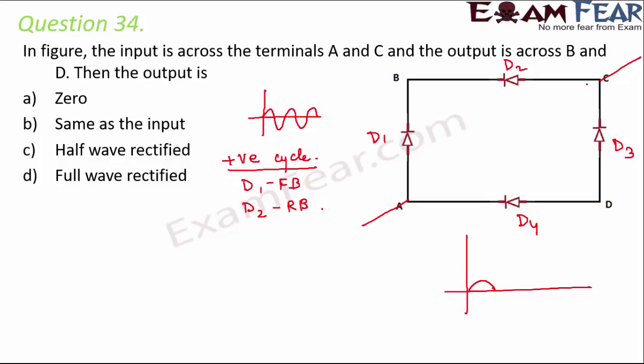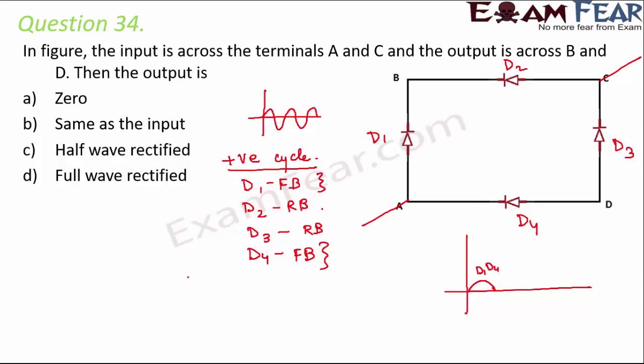Now again, as the input passes through D3 and D4, we see that D3 is reverse biased and D4 is forward biased. So this is during the positive cycle. During the positive cycle, the output will be because of D1 and D4. So that means this output is because of D1 and D4.